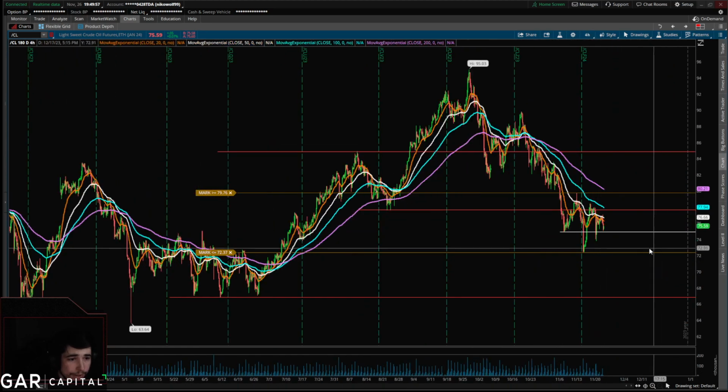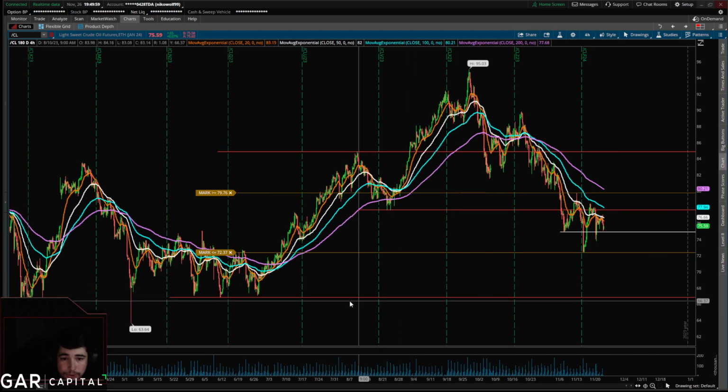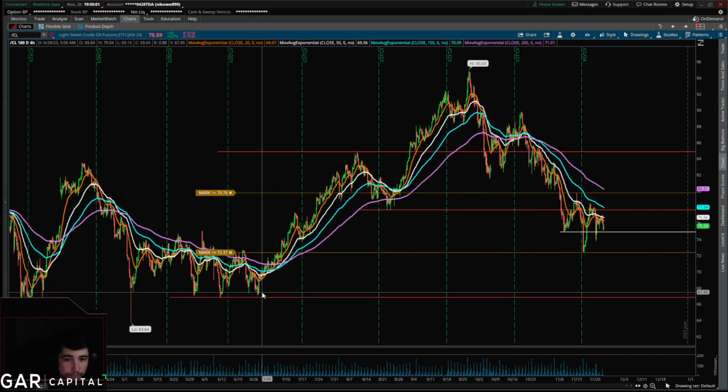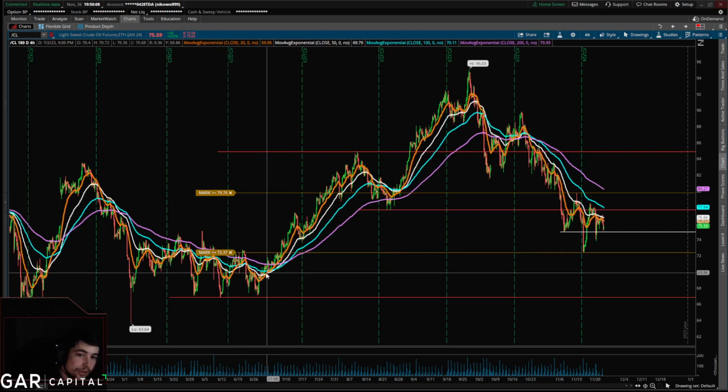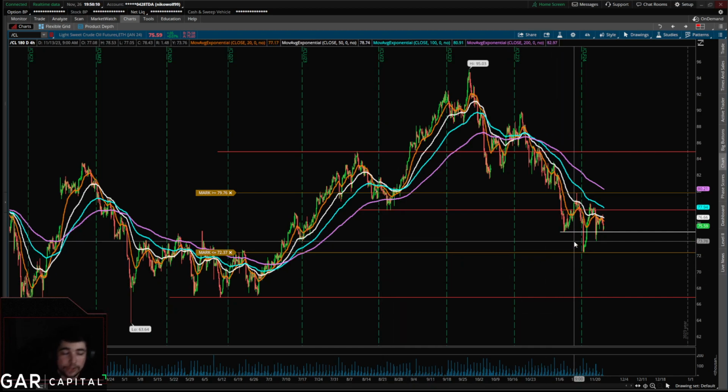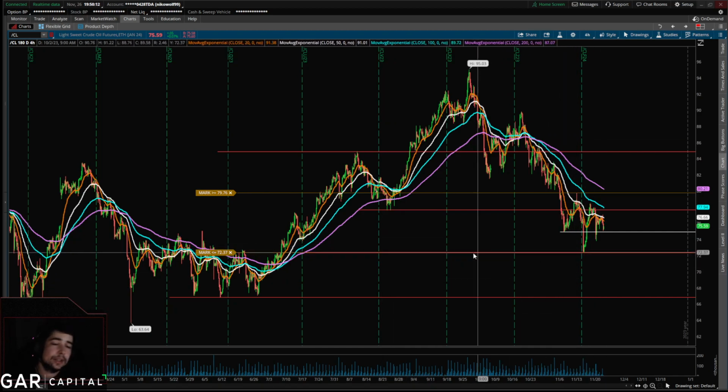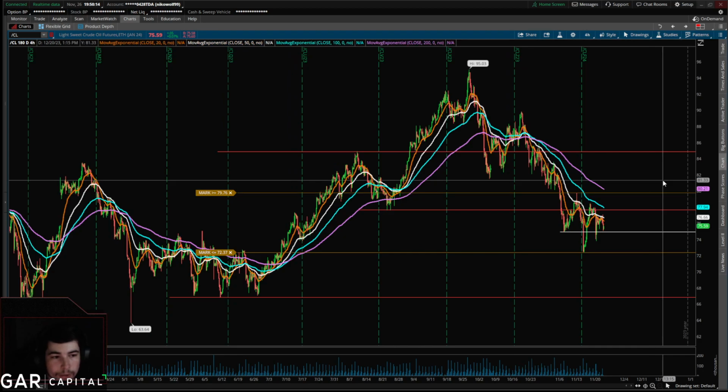On the 4 hour, right? We break below 72.37. What's stopping us from coming all the way down to 66, 67, basically? Nothing, not much. These levels don't look strong enough to hold up price, but we'll see what we get. So that's what I'm looking at on crude.